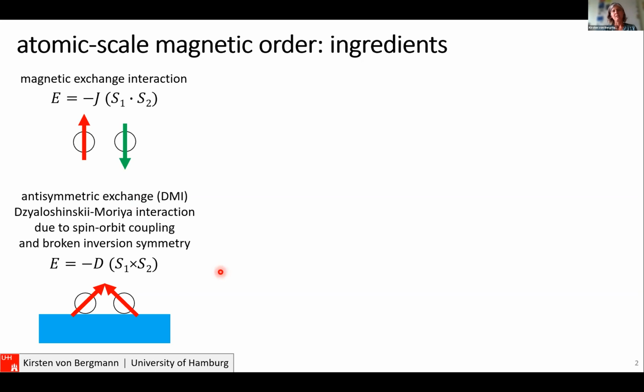In addition, geometric frustration can help to get complex atomic scale magnetic order. And with geometric frustration, I mean that on a hexagonal atomic lattice, an antiferromagnetic nearest neighbor interaction must be frustrated because it cannot be anti-parallel to all of the 6 nearest neighbors. So other ways to lower the energy have to be found, and usually that's a compromise between different things.